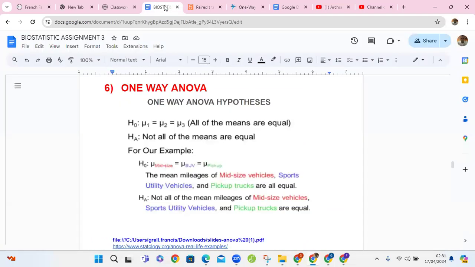So when we go back to our example now, it looks like the factor is type of vehicle, and the dependent variable here is mileage. So you have 3 different vehicles, and you want to compare the average mileage of mid-size vehicles, sports utility vehicles, and pickup trucks. So the null will be saying that the means are all equal, all 3 of them are equal, whereas the alternative is saying not all of the mean mileage of mid-size, sports and pickup are equal.